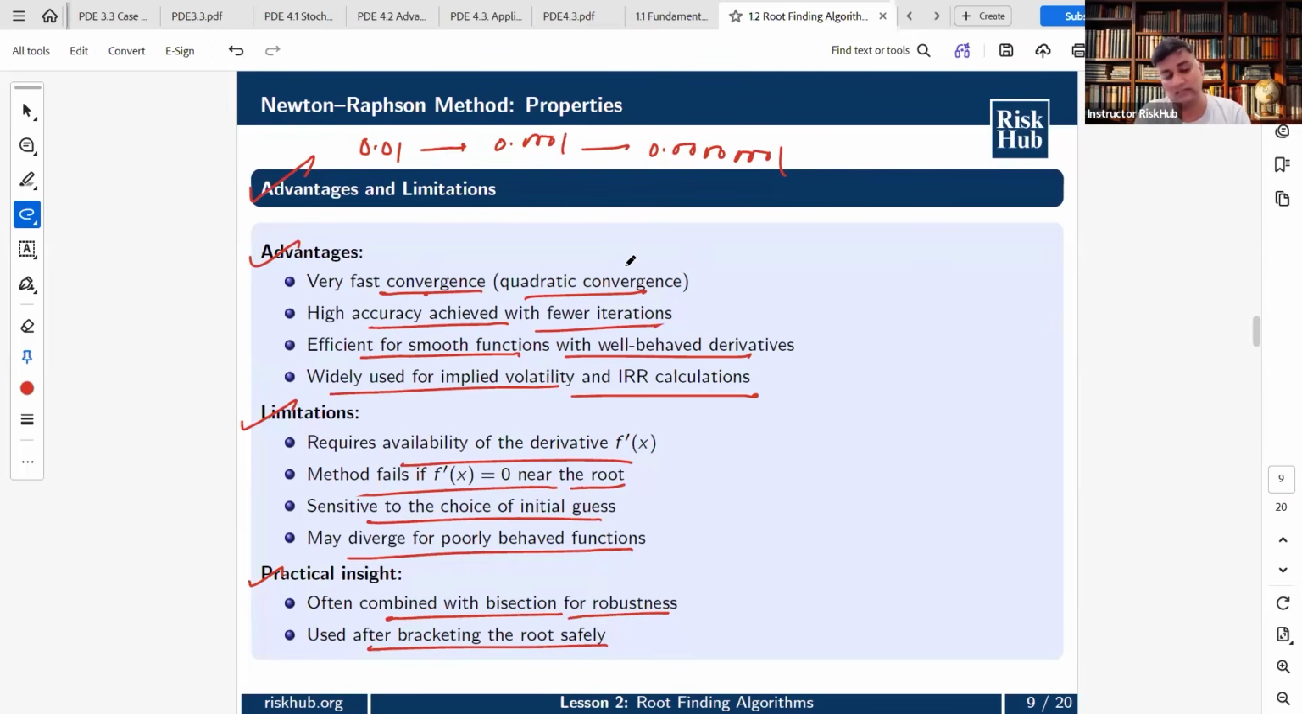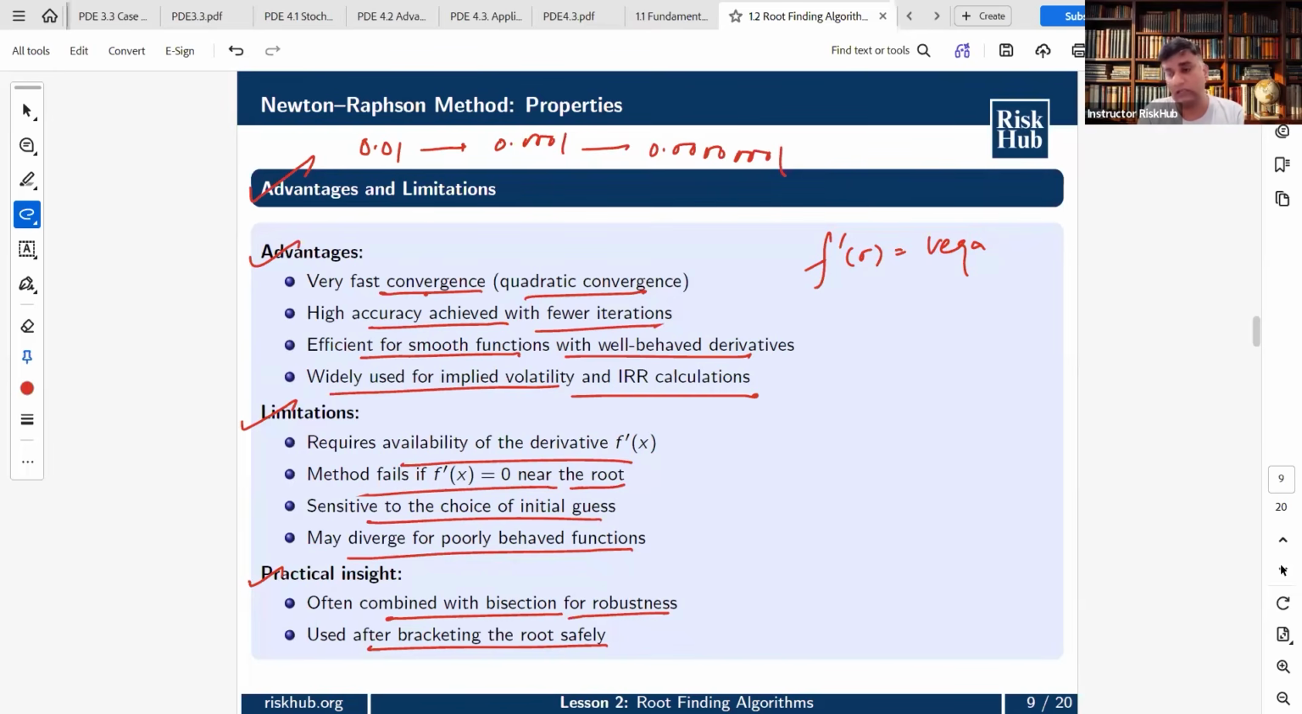So the financial connection is in implied volatility. Let's say we have f'(sigma) equal to vega. If vega is very small, Newton becomes unstable. This can happen for deep in-the-money options. Why Newton may struggle: because price is not very sensitive to volatility. For deep out-of-the-money options, vega can be tiny. For near-expiry options, vega collapses. For illiquid options, market price may be noisy. That is why practitioners often combine Newton with bisection.